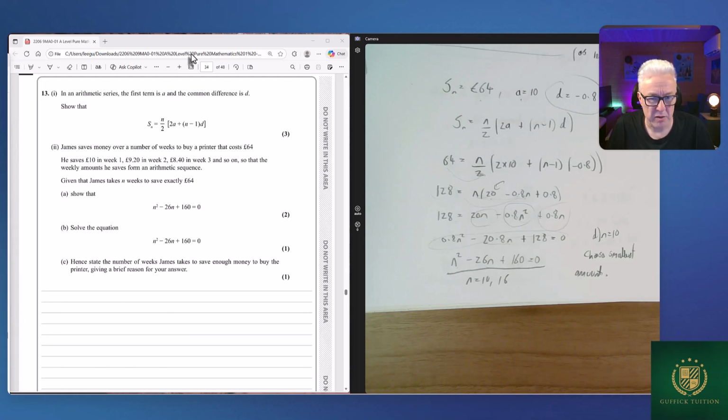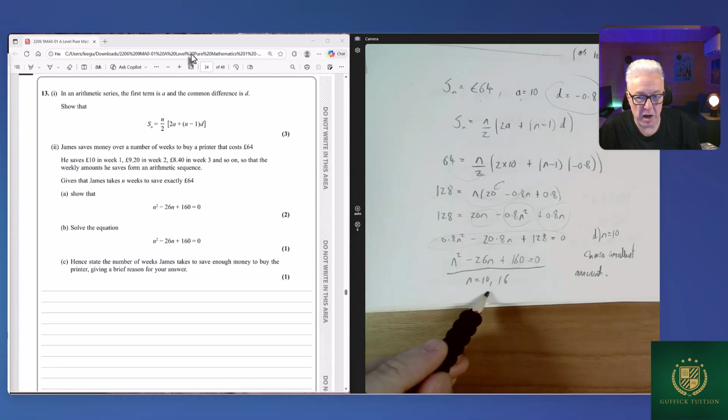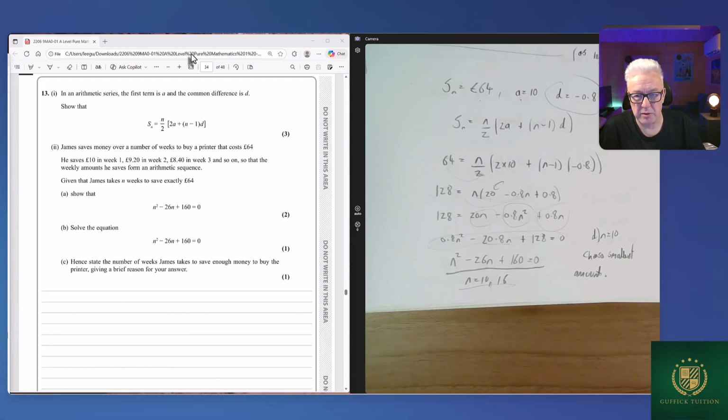Now part B, for 1 mark, solve it. It's only 1 mark, so looking at the mark scheme, you could just put that into your calculator. It's just a B mark, which just means that as long as I see the right answer, it's all good. Or you could use the quadratic formula if you didn't have a calculator that could do that. And that gives us 2 values for n, 10 or 16.